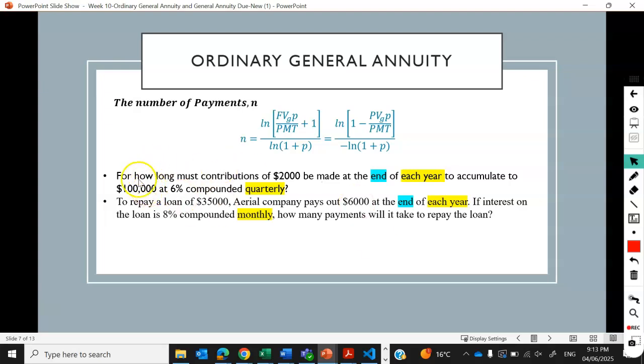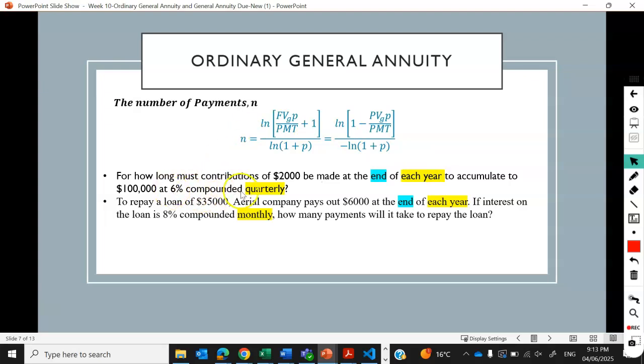So here, suppose the first one: for how long must contributions of $2,000 be made at the end of each year to accumulate to $100,000? So accumulate to $100,000 means it will become 100,000 if you are depositing $2,000 at the end of every year. But how long do you have to deposit so that you get $100,000? So $100,000 is your future value here. PMT is $2,000. Your interest is compounded quarterly, whereas payment is every year. So 4 over 1 is your C value.